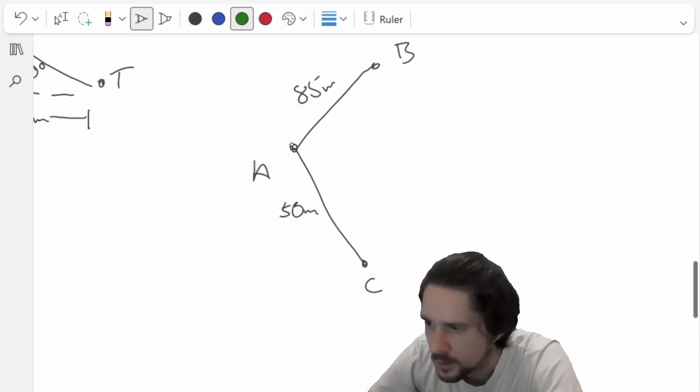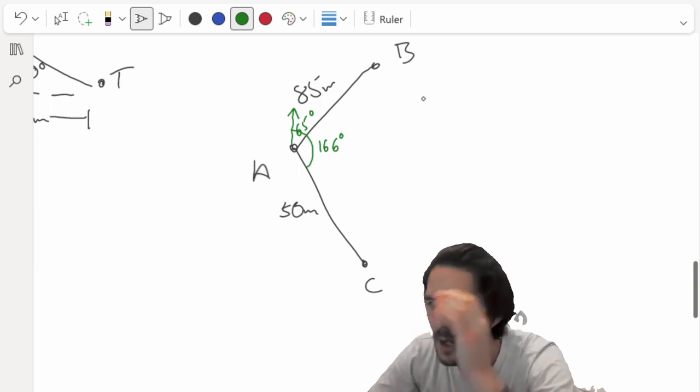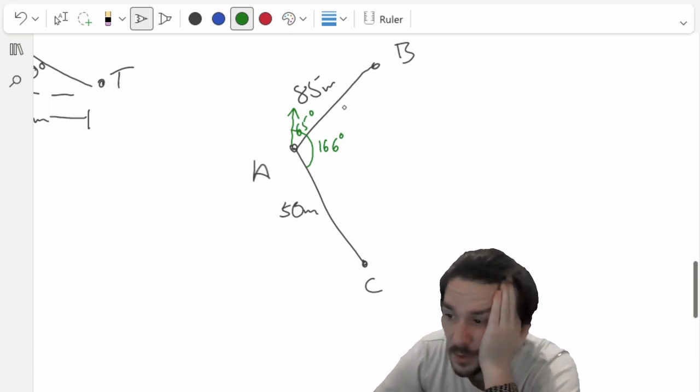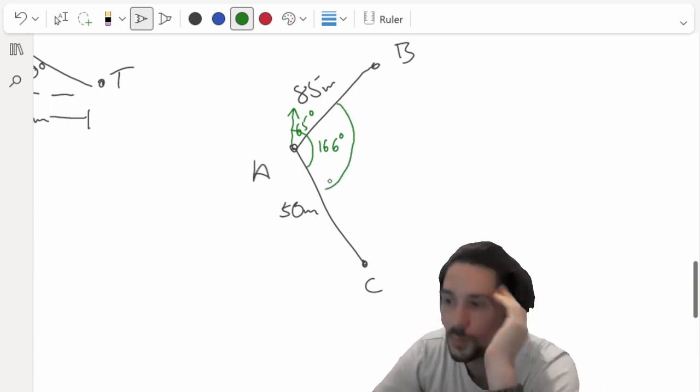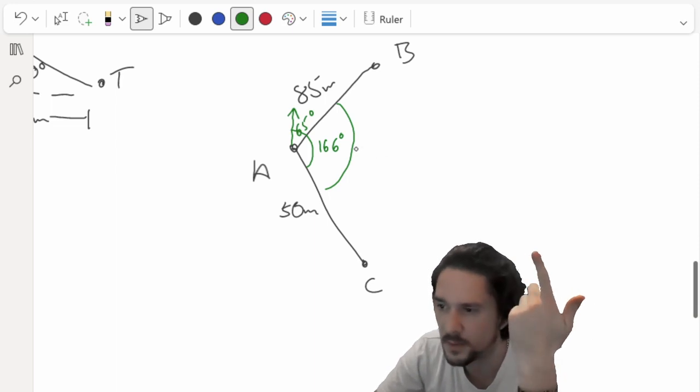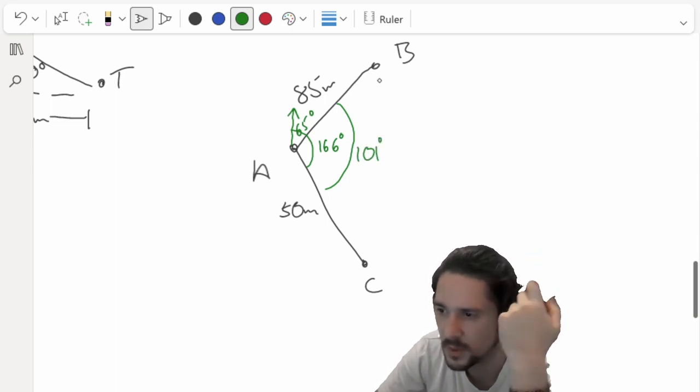Get another color just so the angles are clear. So that's 65 degrees, and then this one here is 166 degrees, which means I can find the difference between them. This here, 166 minus 65, that's going to be 101 degrees.